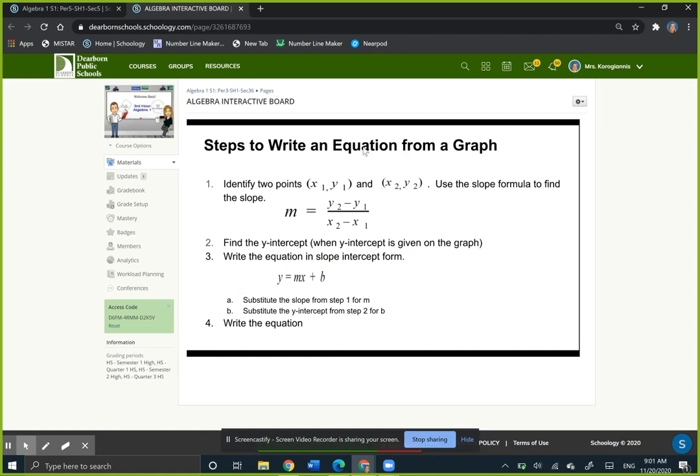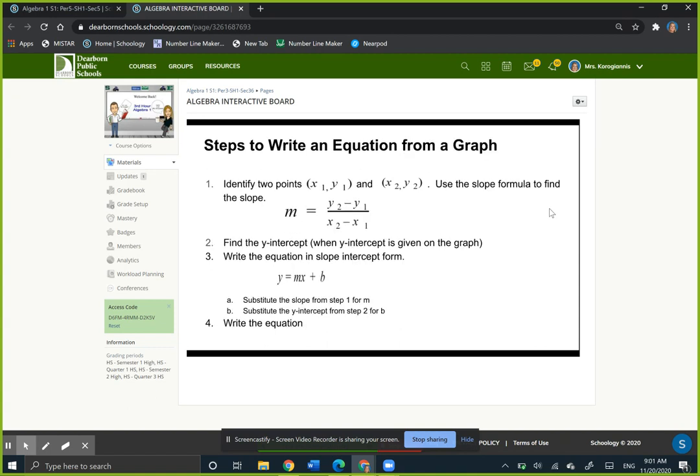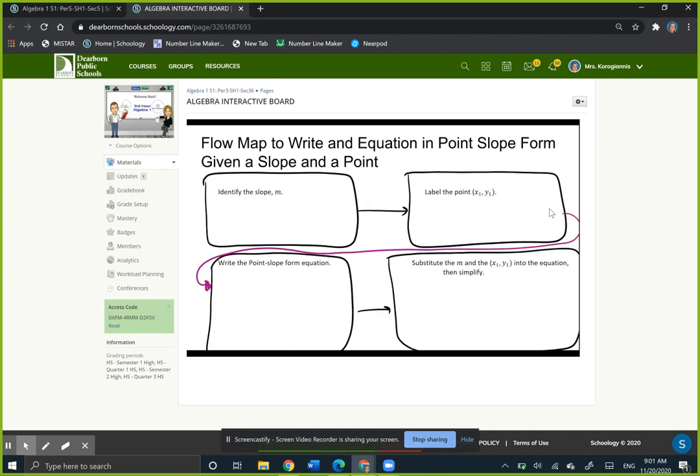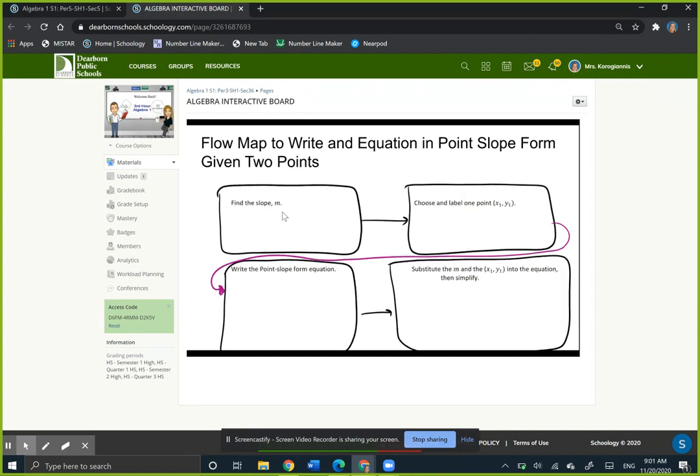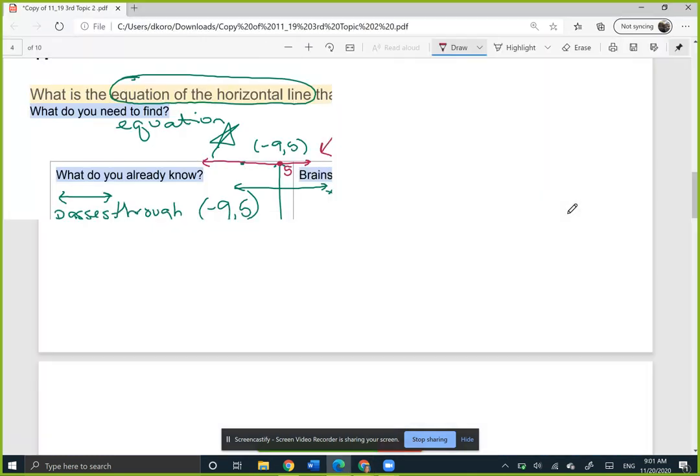So steps to write an equation from the graph. We could have used this one and you would have found your slope of 0. Given 2 points, we could have done it this way. So all your steps are here. So flow map to write an equation in point slope form, you could have used this one. So you can use any of these strategies, okay? So now it's up to you to start to use these strategies.